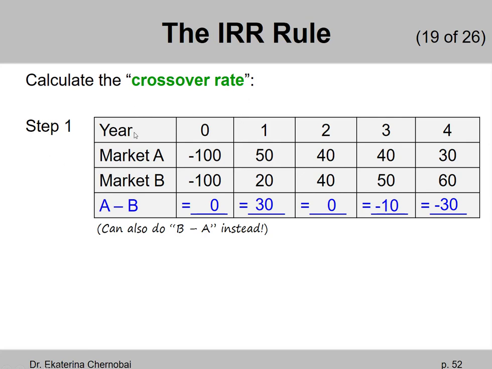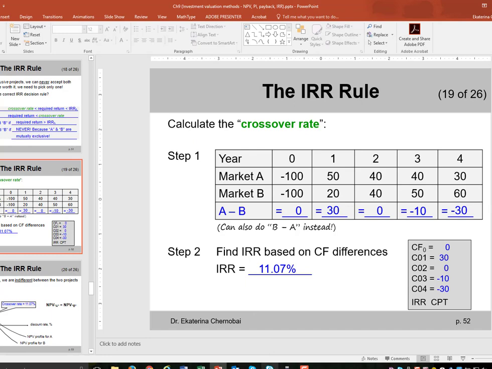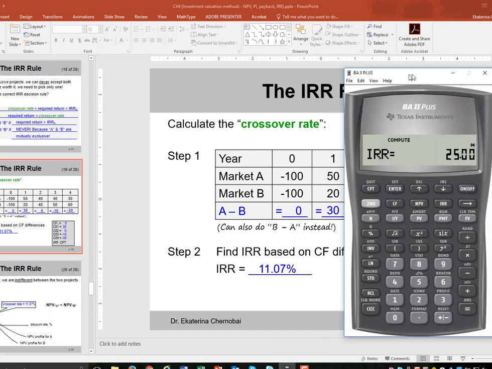So this is your step 1. Find the difference in the cash flows for the 2 projects, 1 year at a time. And be consistent, either do A minus B or B minus A. Step 2, find the IRR based on these calculated differences in the cash flows. So let's do that together.